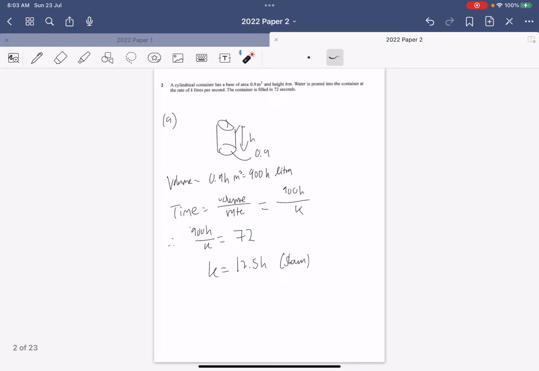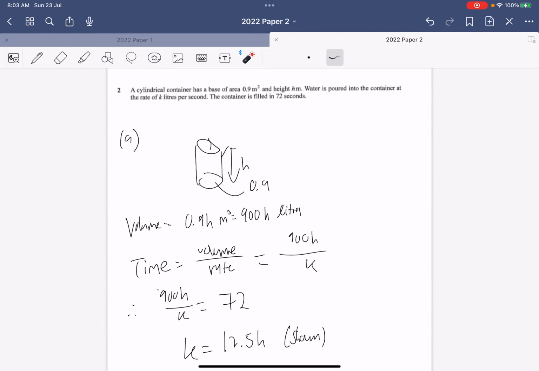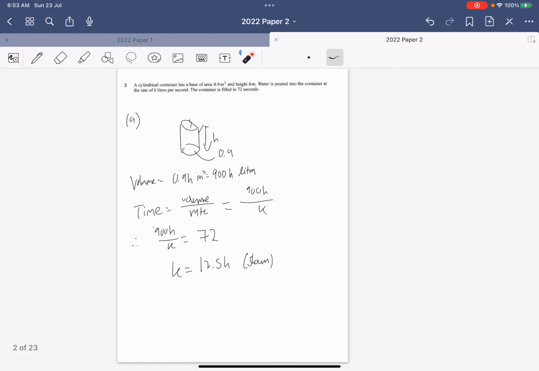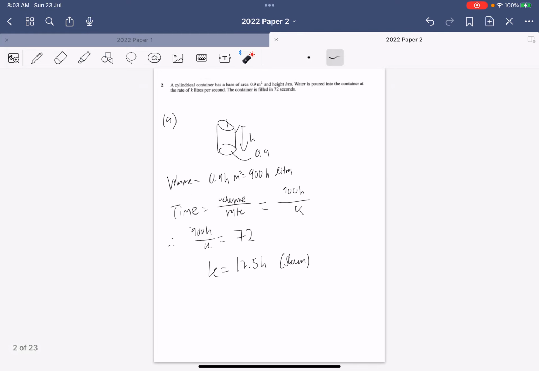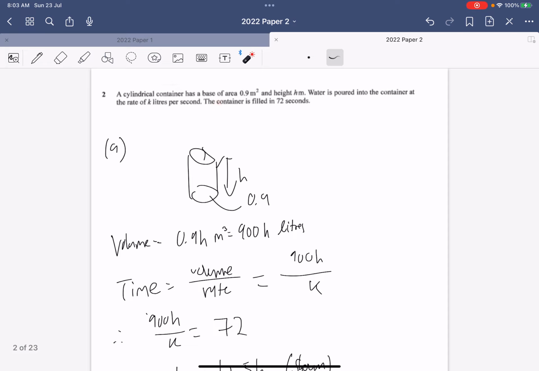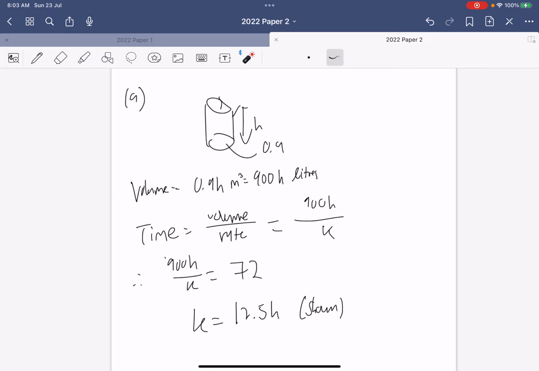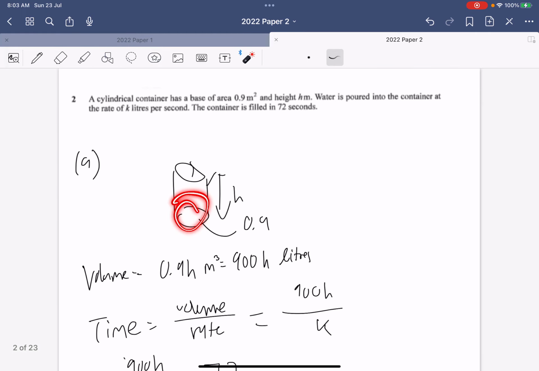For question 2, it tests your understanding of mathematical modeling and differential equations, which we'll see in the later parts. For the first part, it's really understanding mathematical modeling. They tell you have a base area of 0.9, and what I like to do is to draw out the diagram, a rough one. So you just draw a random cylindrical container.